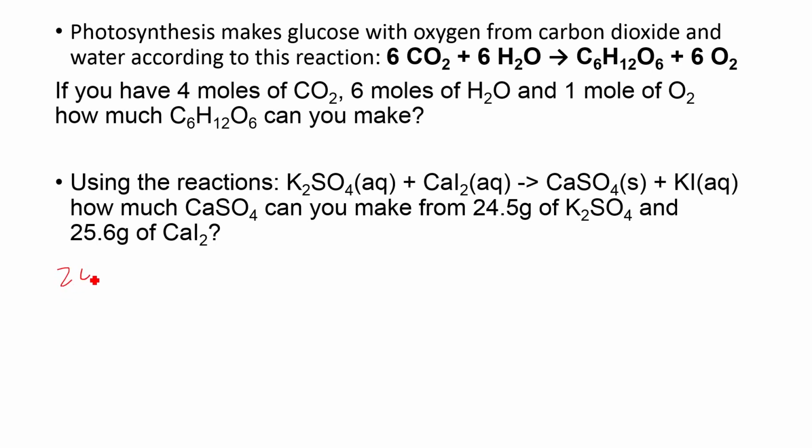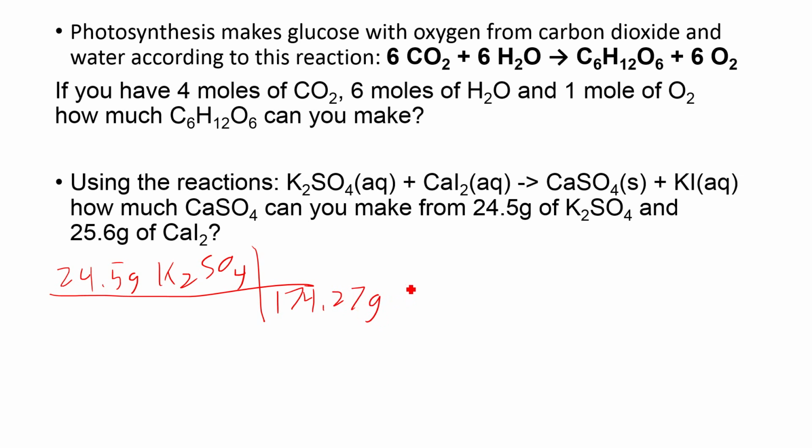So we'll start with our 24.5 grams of K2SO4. Let's see, I've got to look up all these. So potassium has a mass of 39.1. We have 2 of those. We have 1 sulfur, which has a mass of 32.07. And then we have 4 oxygen, which has a mass of 64. So this is going to have a molar mass of 174.27 grams of K2SO4 for every 1 mole of K2SO4.